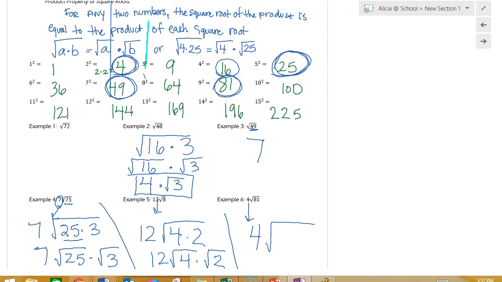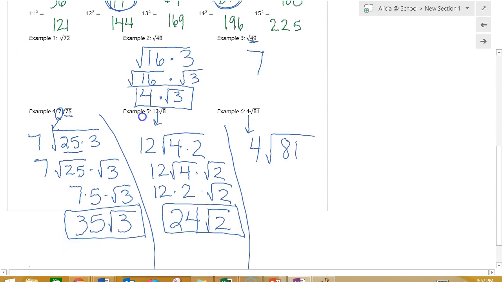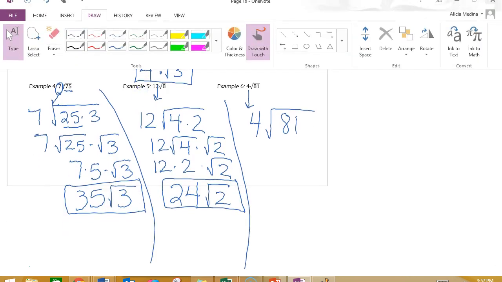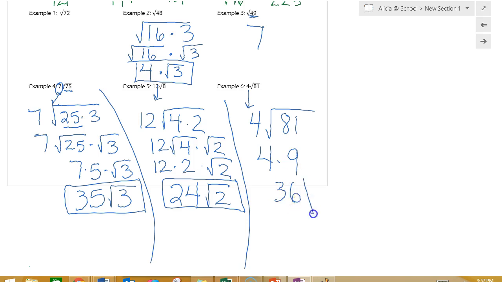So I'm going to break that up, right? Doesn't really change. I can break up the square root of 81 because I can right away take the square root of 81, which is 9. So 4 times 9. Those are nice coefficients. We can multiply those together to give us an answer of 36.